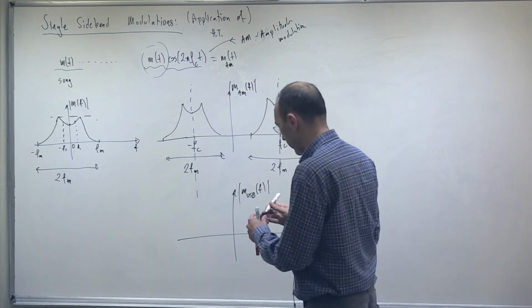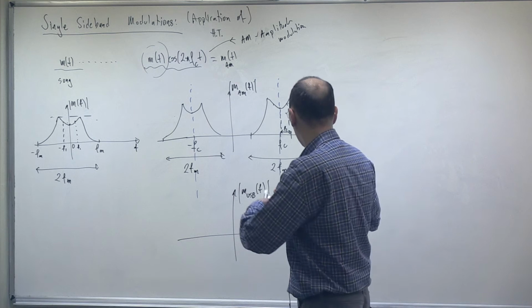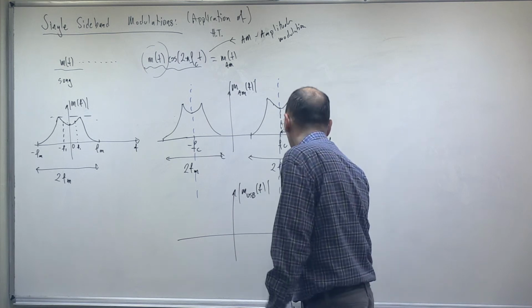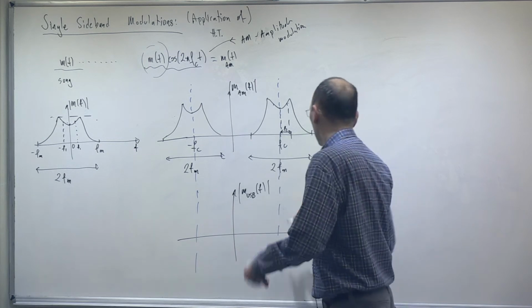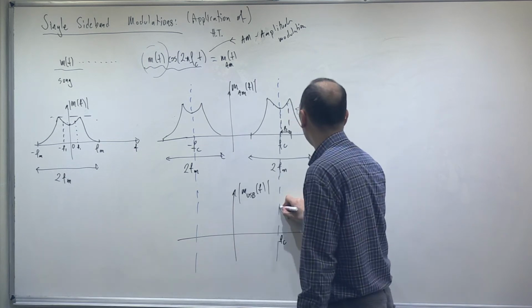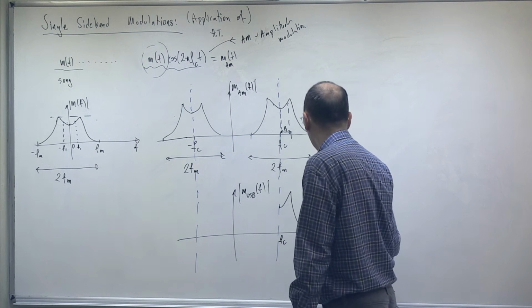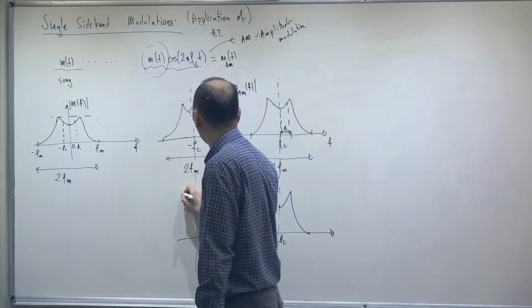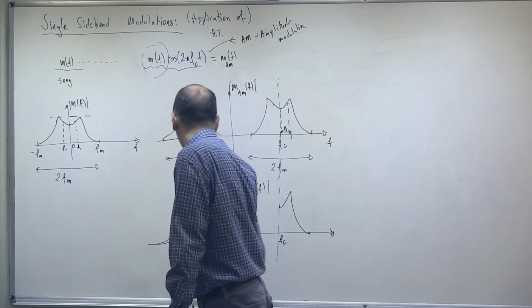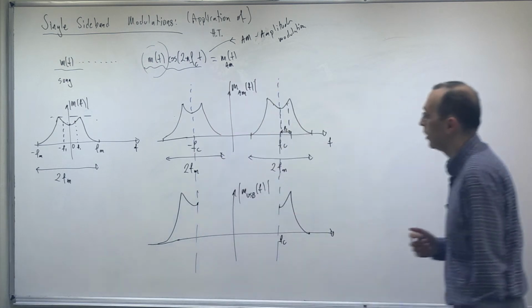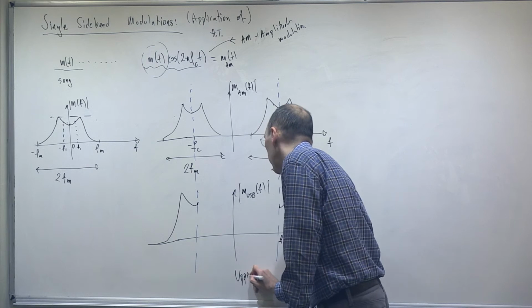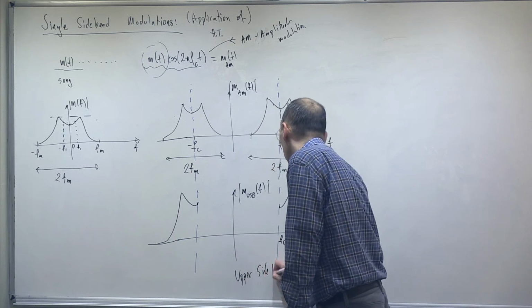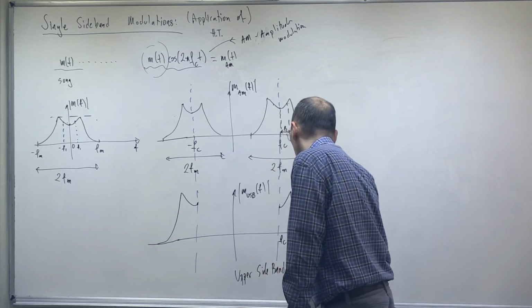Upper sideband is, so let me extend this over here. So if I can do this, fc, I'll be having such a spectrum. So I'll be sending only this through this radio channel, only this part. This will be called upper, meaning higher, sideband modulation.